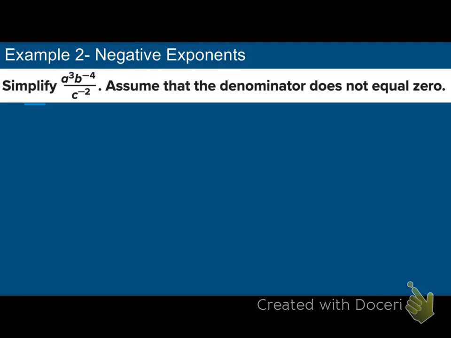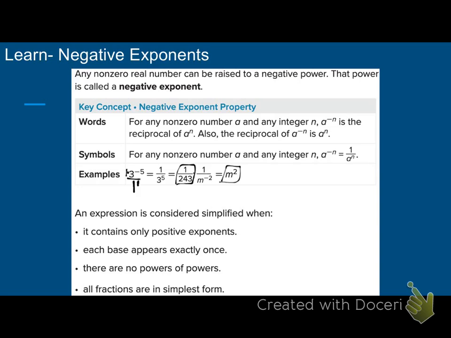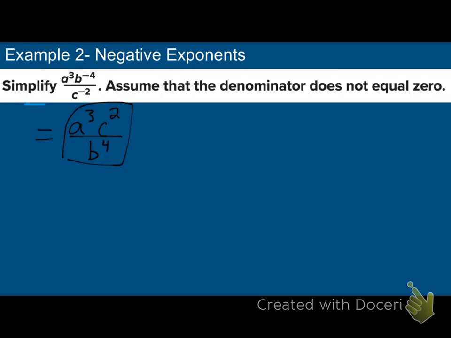Is a to the 3rd moving? No. It has a positive exponent, so it stays where it's at. We said c to the negative second moves up and its exponent becomes positive. B to the negative fourth moves down and the 4 becomes positive. I can't do any more simplifying. Here's my answer. Only the things with the negative exponents move within the fraction. Okay? Wow. That's tricky. Does this contain only positive exponents? Yeah. Well, right here. Yes.